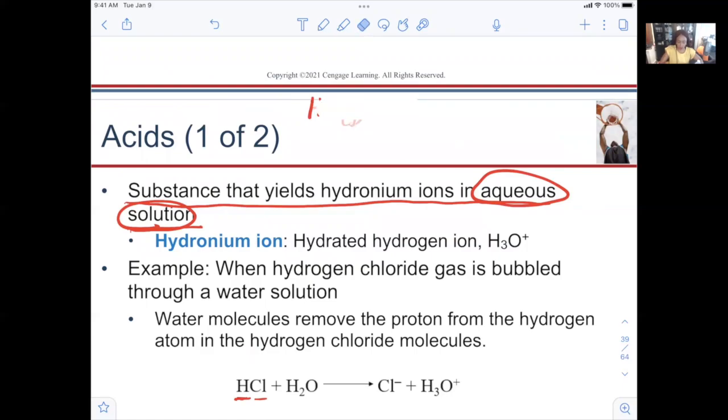H2S is an example of another one. Let me talk about that one. H2S is a gas. You dissolve this in water and it becomes H2S aqueous. All of a sudden, it's an acid. But how do we know it's an acid though?